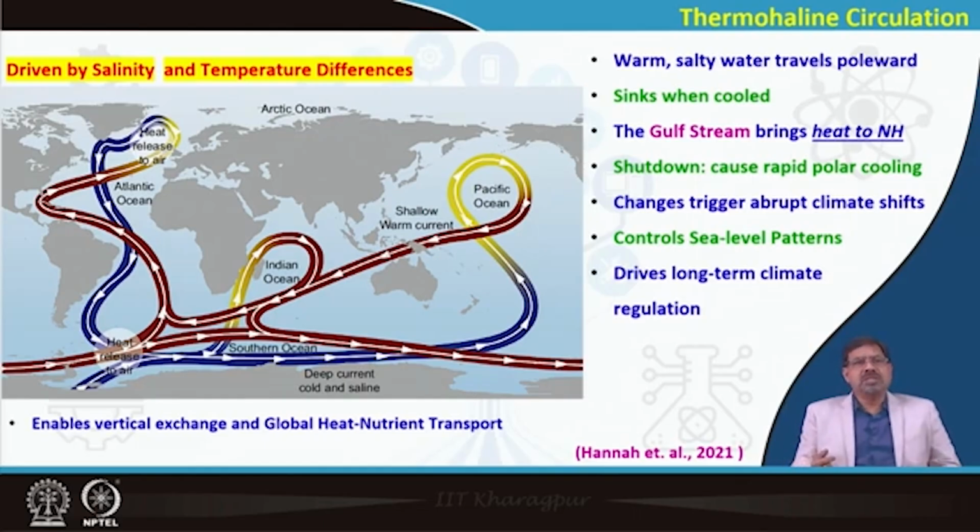And look at the situation of heat release to air in the polar region, and look at the situation just above the Indian Ocean or the shallow warm current along the Pacific Ocean. There it is warmer. So that itself shows that we have a gradient or a differential pattern in terms of the salinity and temperature across the pole and the equator, and that leads to a thermohaline circulation.